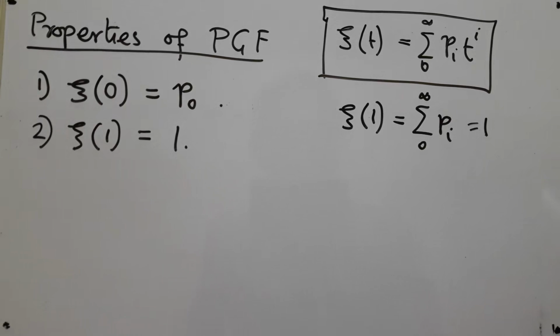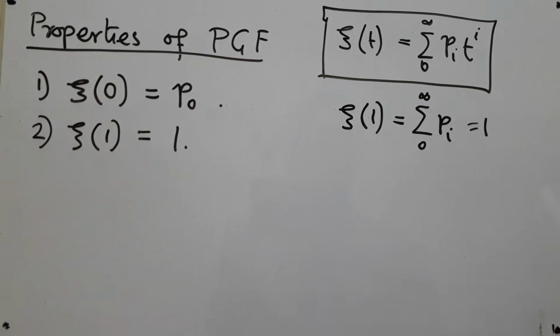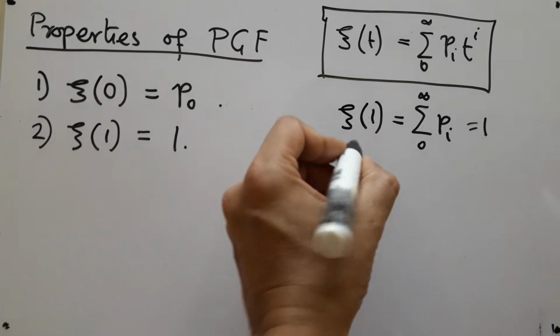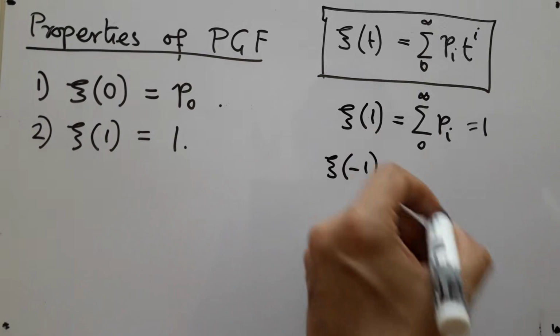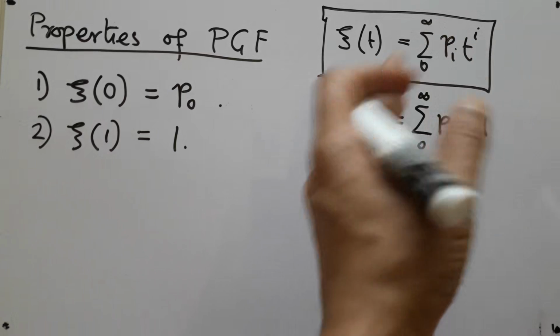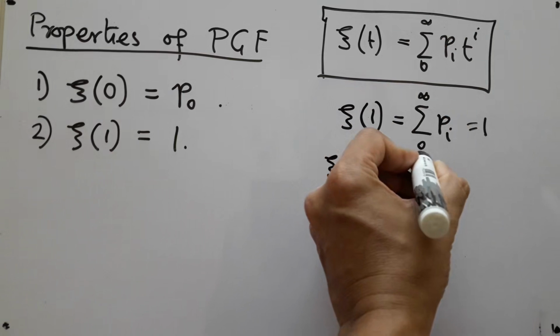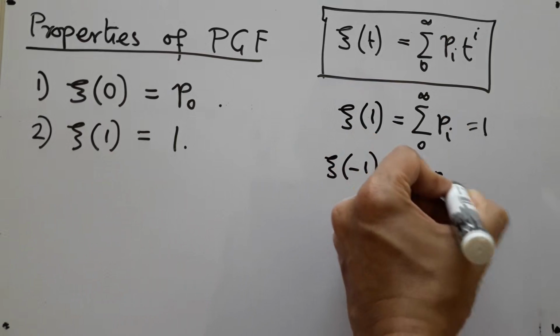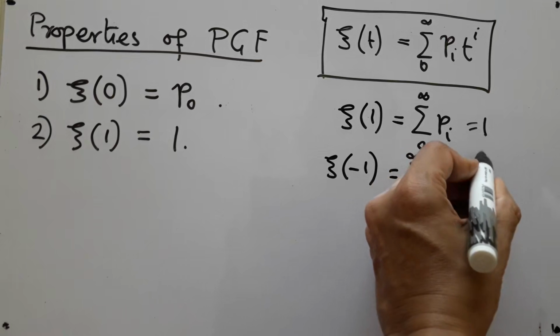Now the third property will again use the same idea. I saw that if I put 1, I will get 1. Okay, now I will try to put minus 1. Let's see what happens. If I put minus 1, in that case it will keep on being plus 1, minus 1, plus 1, minus 1 like that. So it will become the sum from 0 to infinity of pi times minus 1 to the power i.